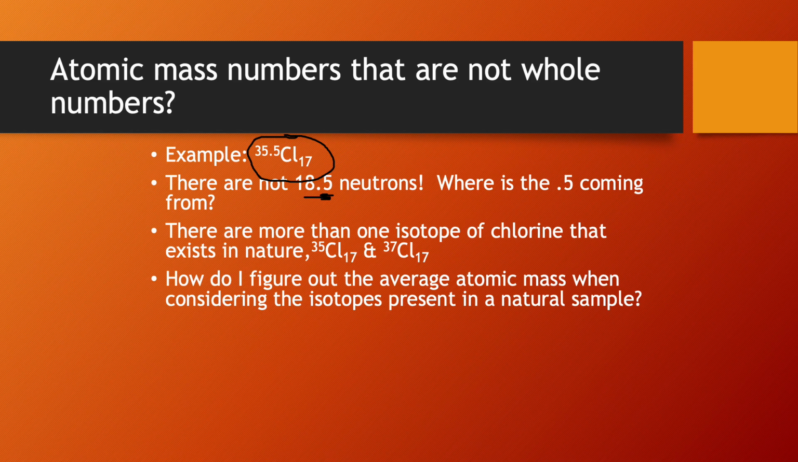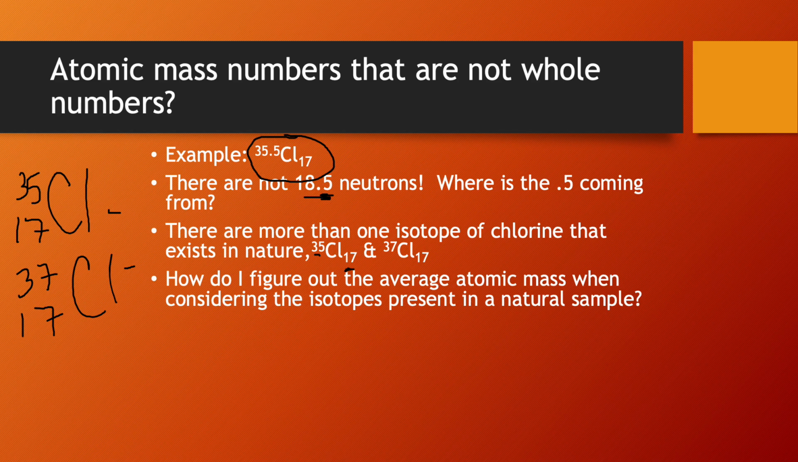We have chlorine 35, atomic number 17, and then we have chlorine 37, still atomic number 17. Sometimes they will write with a mass number on one side and then put the atomic number on the other side of the symbol, depending on the word processing program that's being used. So how do we figure out the average atomic mass when looking at isotopes that are in our sample? So I have 2 different isotopes here. How would we figure out that average atomic mass?